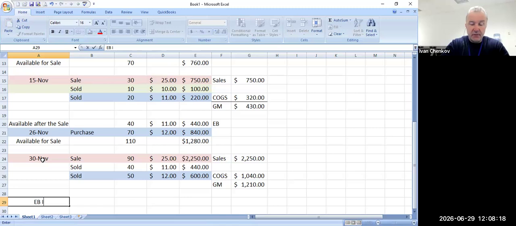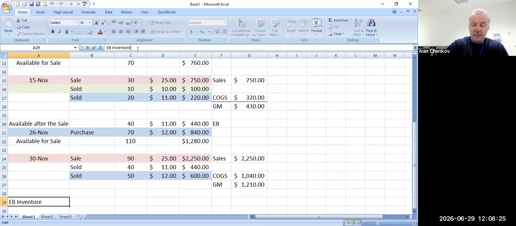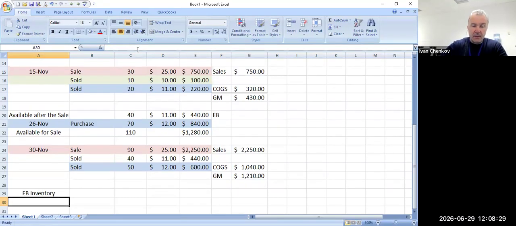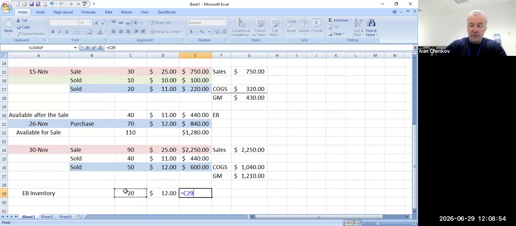Ending balance, inventory. The only thing that I'm going to have in my ending inventory is, since I sold from the last purchase of 70, I sold 50. My ending inventory left is only 20. And how much is the cost of those 20? Well, since they're coming from the last purchase on November 26, the cost is $12 per unit. My ending inventory is 20 times 12. $240 is my ending inventory.